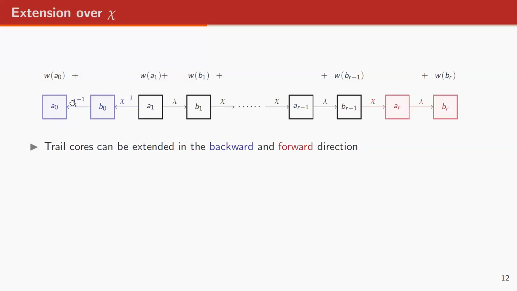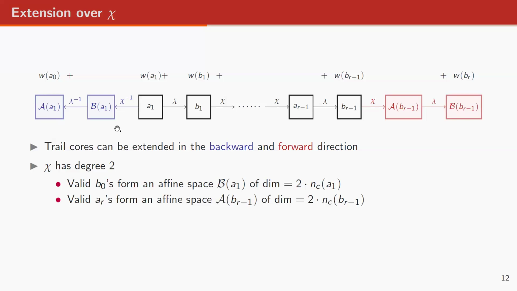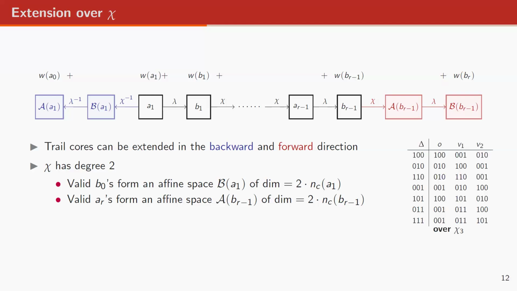And similarly, we can do forward extension. So actually, key has degree 2. And this means that the set of differences, B0, for instance, forms an affine space. And the dimension of this affine space is actually the weight of A1. And similarly, for forward extension with the space of differences AR. Now, since key acts on each column independently, these affine spaces can be built as a combination of the affine spaces over the columns, so over the S-boxes.